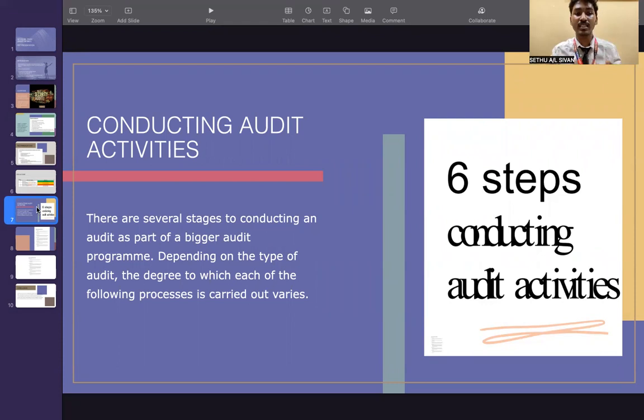There are several stages. For example, as mentioned here, there are 6 steps. So every step has its own stages and processes. So there are several stages to conducting auditing or as part of a bigger audit program. Depending on the type of audit, the degree to which each of the following processes is carried out varies. So as I mentioned earlier, each step has its own processes and different steps to do so.